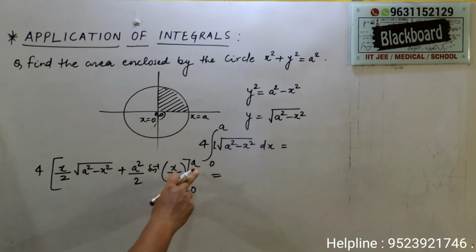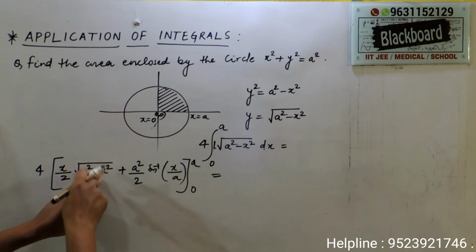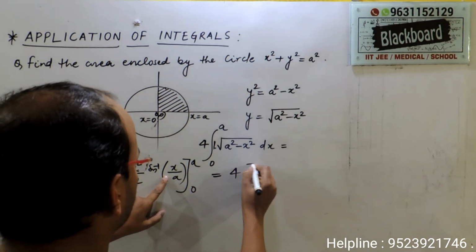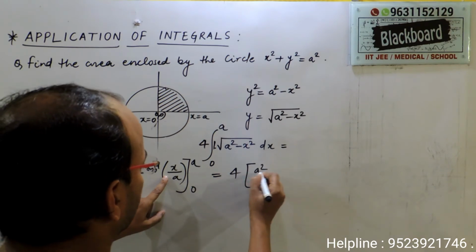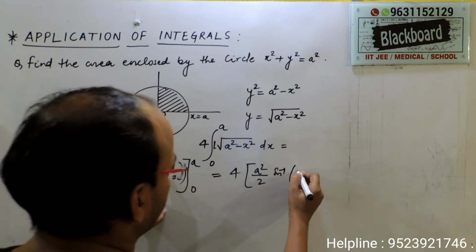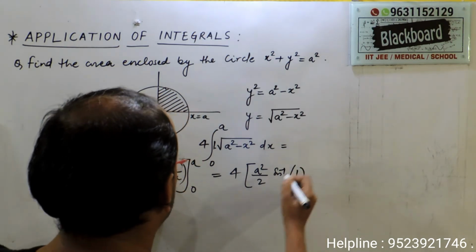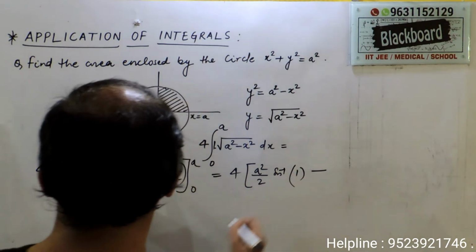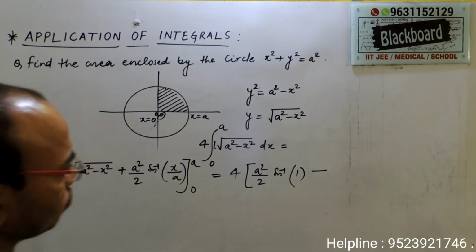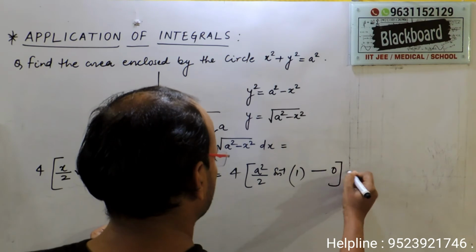Now put the value a here, यहाँ पुट करेंगे तो देखिए this will be 0, and a here, that means this is here 4 times. This will be a square by 2 sine inverse a, sine inverse 1, minus, now put 0, this is again 0, and sine inverse 0 is 0, that means here this is 0.